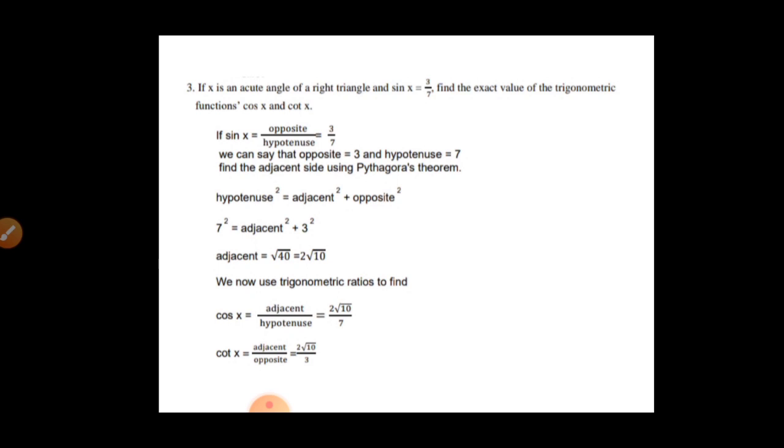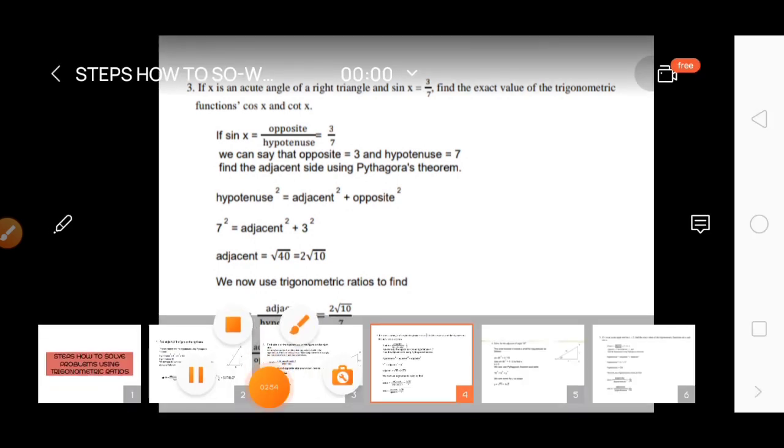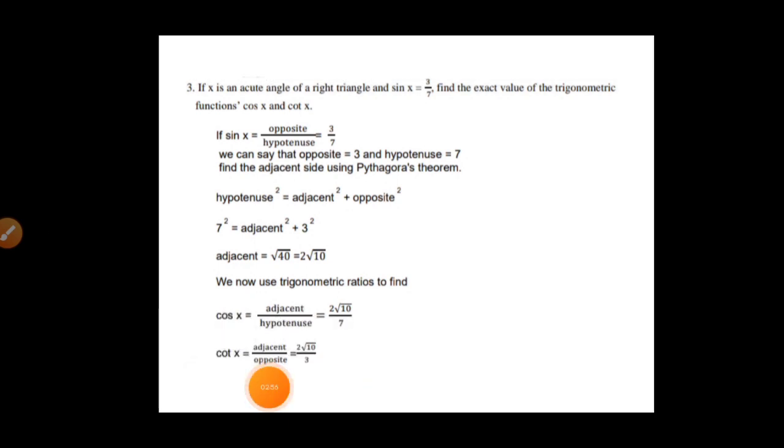We now use trigonometric ratios to find cos x, which is equal to adjacent over hypotenuse, which is equal to 2 square root of 10 over 7. Cot x is equal to adjacent over opposite, which is equal to 2 square root of 10 over 3.